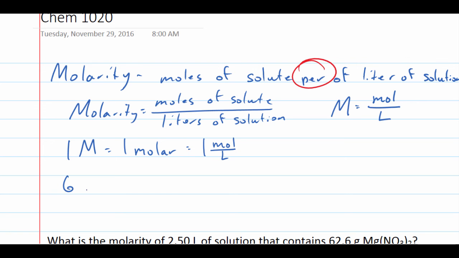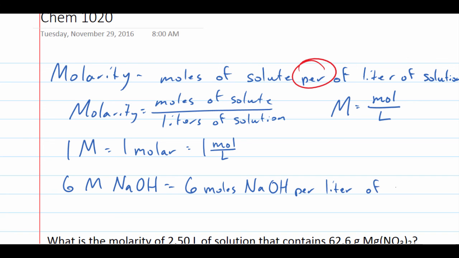And so if we see something on our bottles, like we did when we worked with the esters lab a couple weeks back, we saw something like 6M NaOH. This means that we have, and help me out now, it means that we have 6 moles of NaOH per liter of solution. This is what the meaning would be. 6 moles of NaOH per liter of solution.